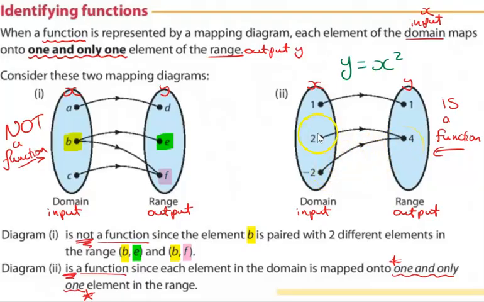So we can have two arrows going to a y value. It is possible to have two arrows going to a single y value. That's okay for a function, but it can't be the other way around. We cannot have two arrows leaving an x value. That does not make sense for it to be a function. So on the right-hand side, we have a function. On the left-hand side, we don't have a function. We just have a relation.